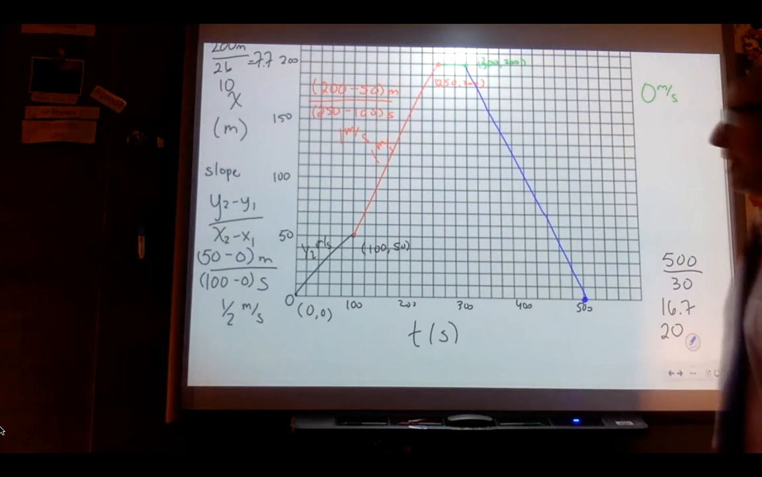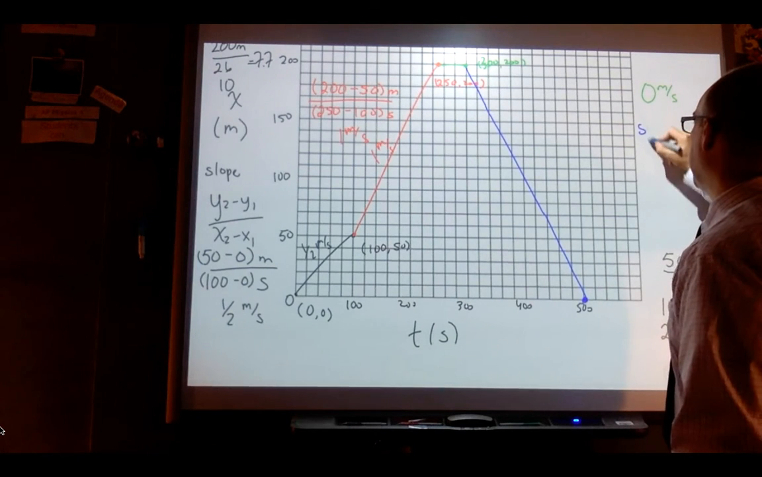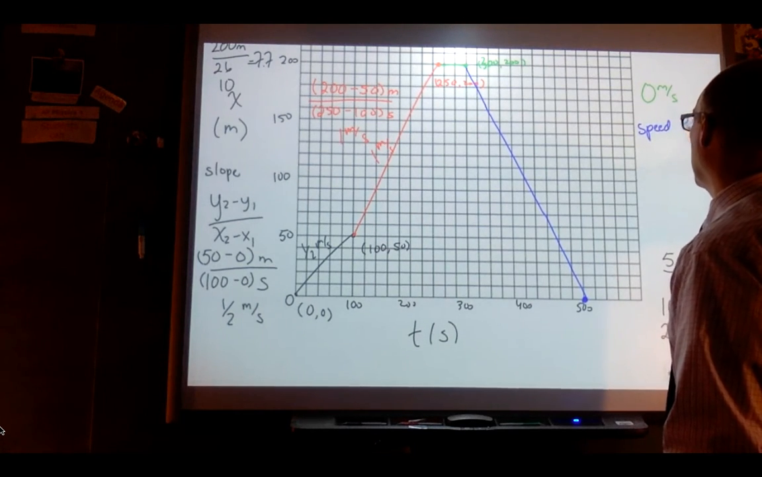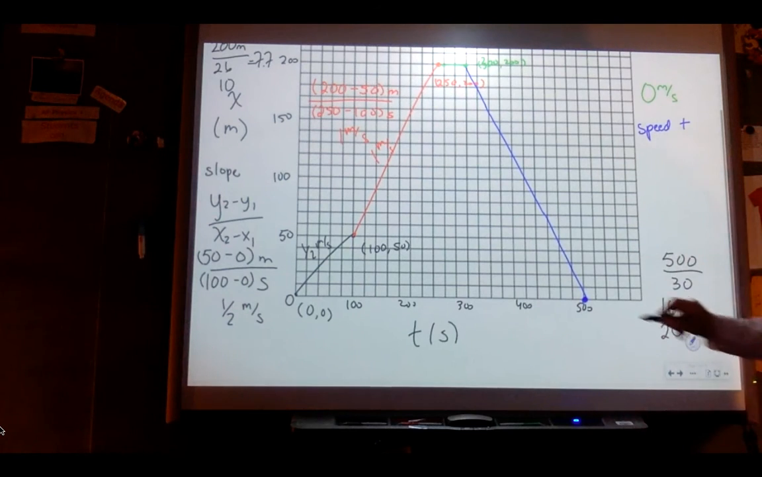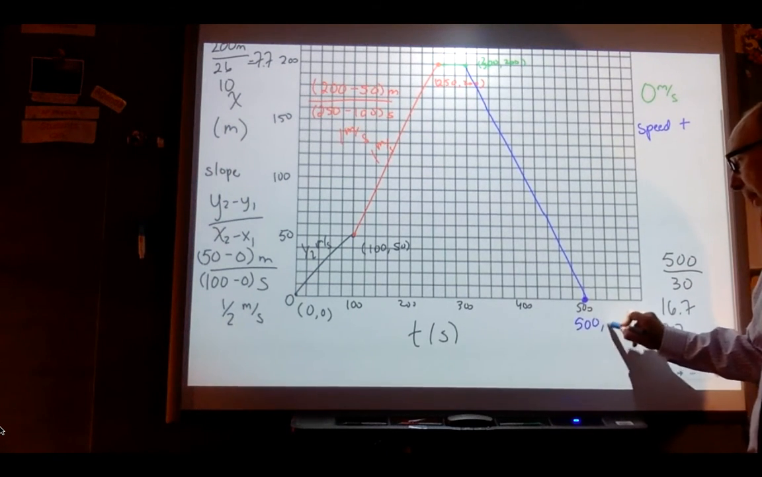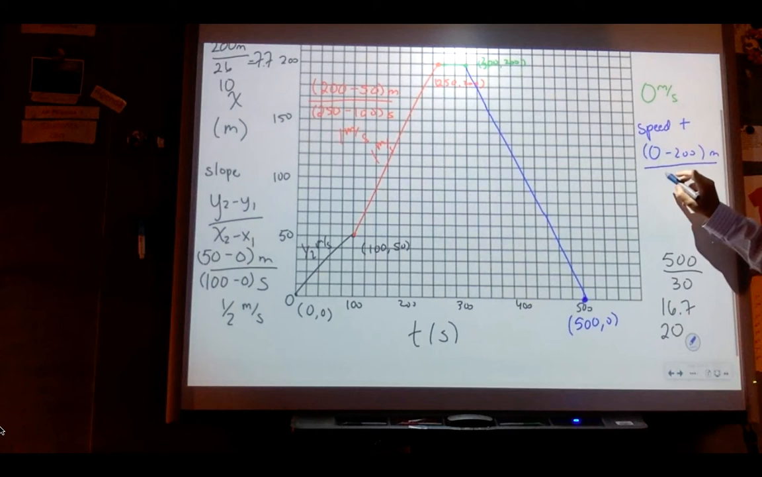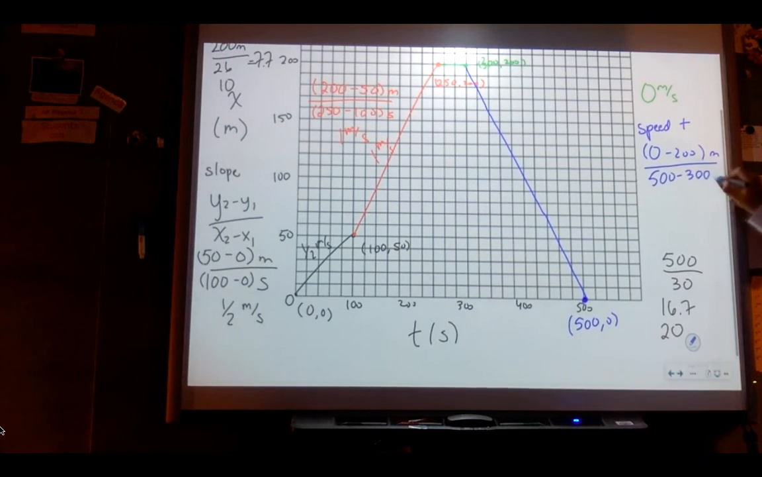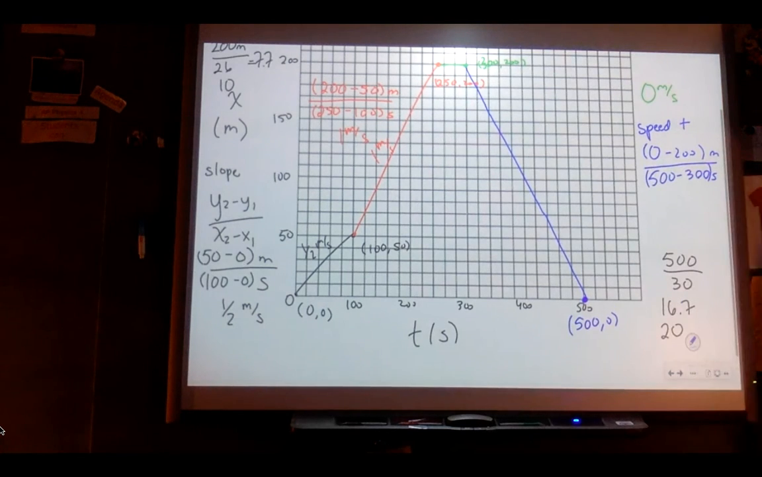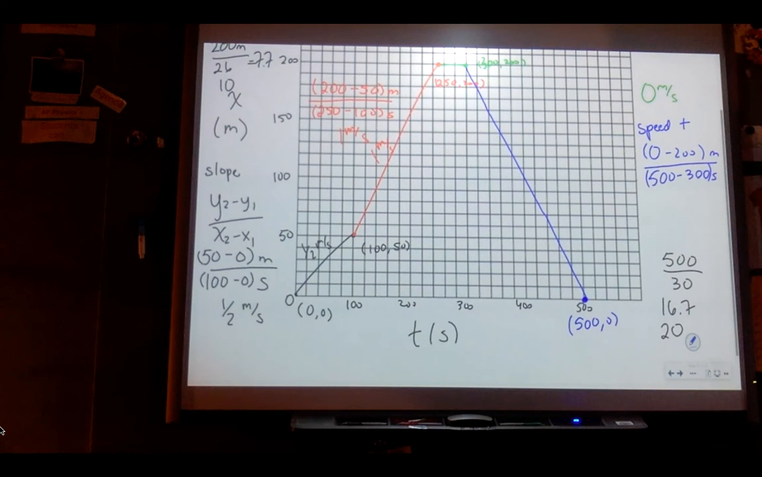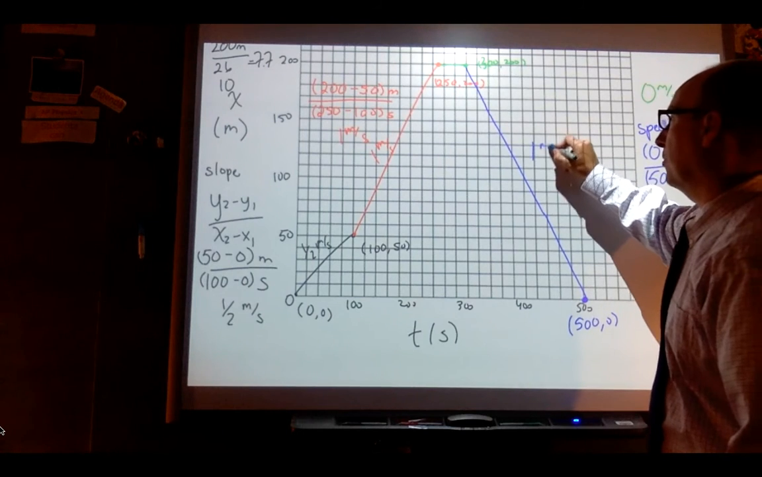And again, to find the slope, they're asking us for the speeds. Speeds are absolute value, so it's only going to be positive. So this is going to be 500, comma 0. So I'm going to have 0 minus 200 meters over 500 minus 300 seconds. And so this is going to give us a value of -1, but we're going to make it +1.